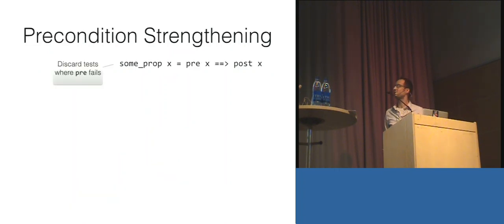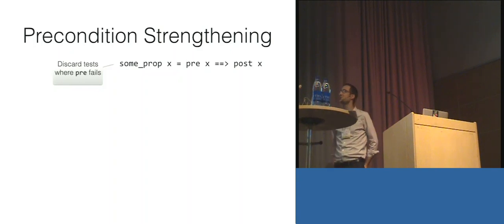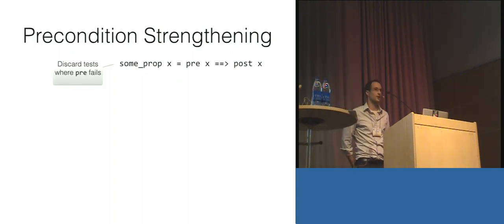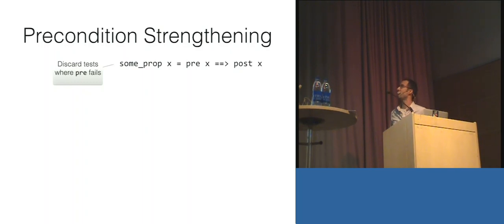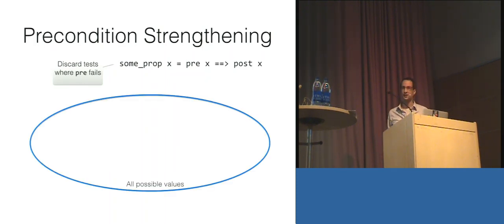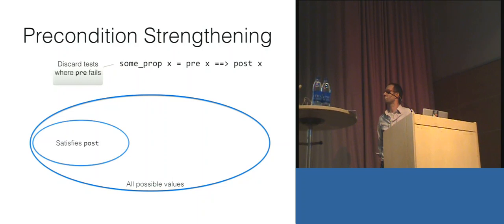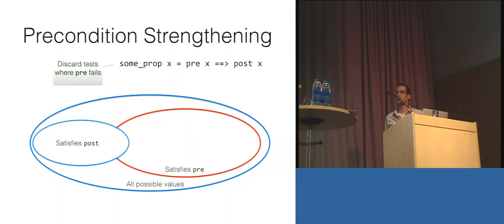Okay. So the final thing is precondition strengthening. And so the idea here is that oftentimes you have a precondition, like I showed you originally, and if this holds, then I want to consider whether the postcondition holds. So let's look at this graphically. So in the case of all possible values, I've got some subset that satisfies the postcondition, something that satisfies the precondition, and what I'm looking for, right, for counterexamples are points in the red circle but not in the blue circle, right? Okay. So I find some counterexamples.